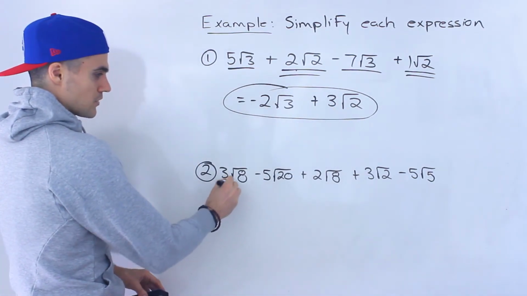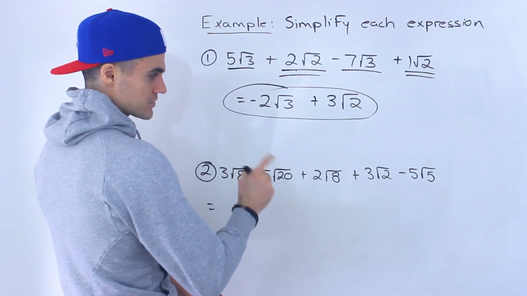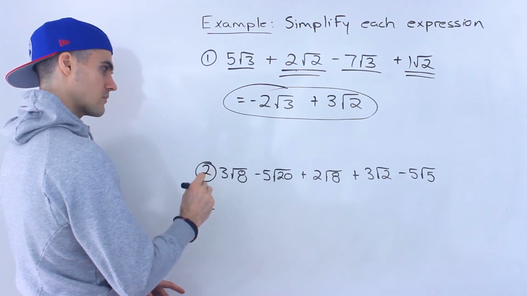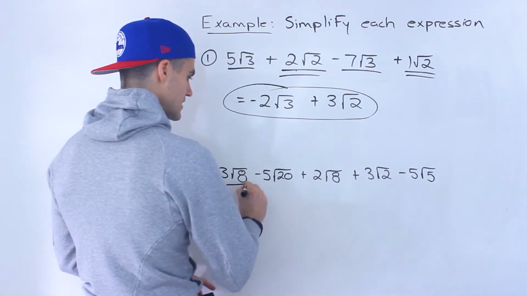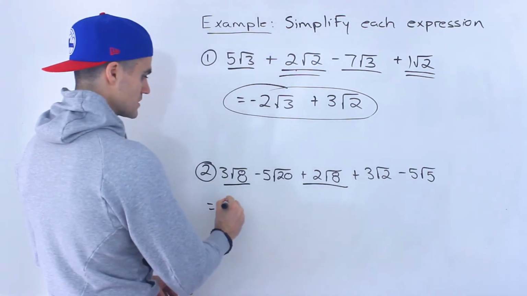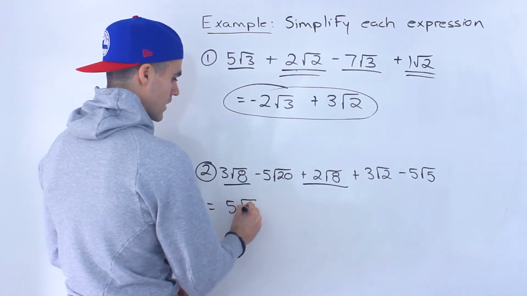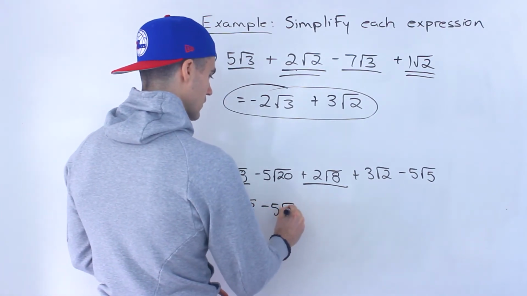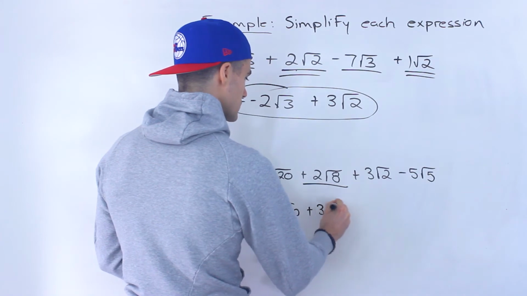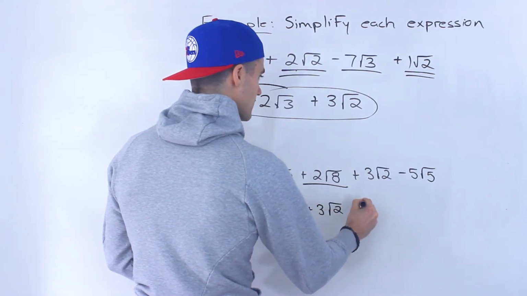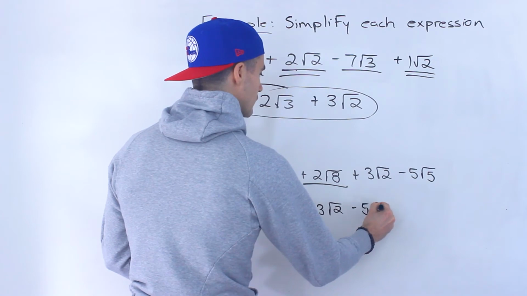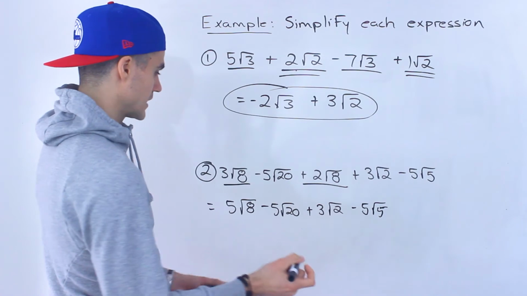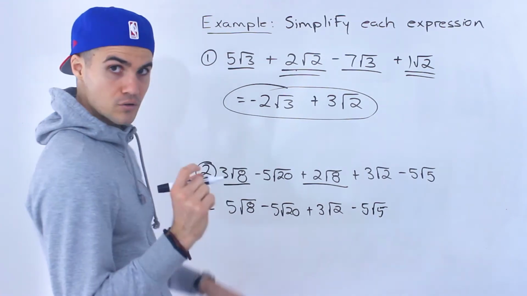Moving on to number 2, we have 3 root 8 minus 5 root 20 plus 2 root 8 plus 3 root 2 minus 5 root 5. Notice that this and this are like terms. So this would end up being 5 root 8, and then minus 5 root 20, and then 3 root 2, and then minus 5 root 5, like that. Now, are we done here? No, we're not, because root 8 and root 20 actually simplify.